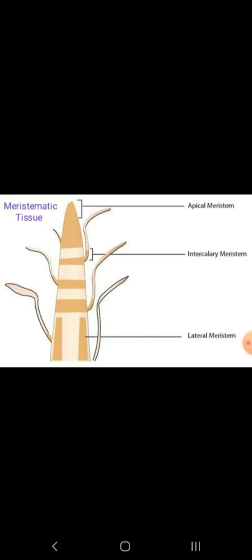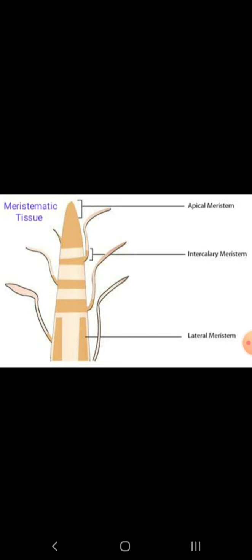Now, coming to the plant tissues. Plant tissues are basically of two types. The first one is meristematic tissues, and the second is the permanent tissues. When we look at this diagram, we can see the meristematic tissue.